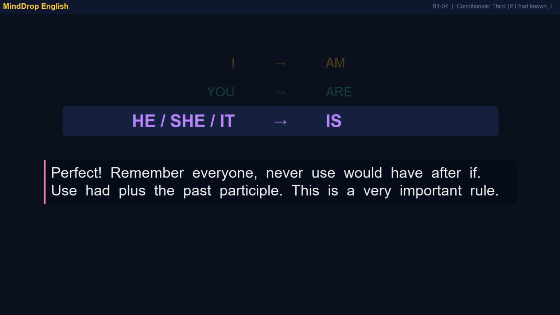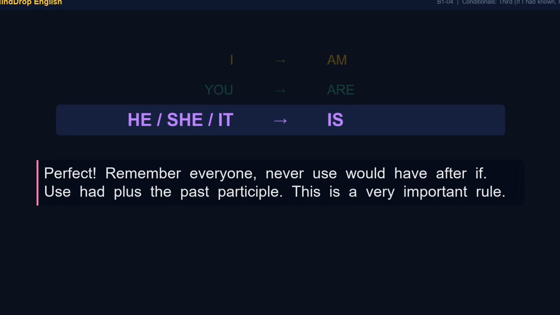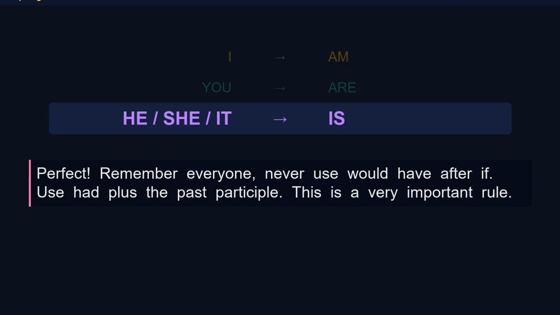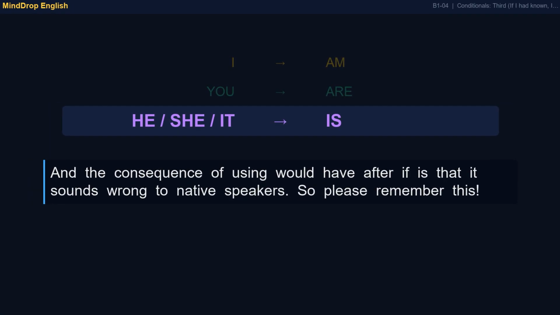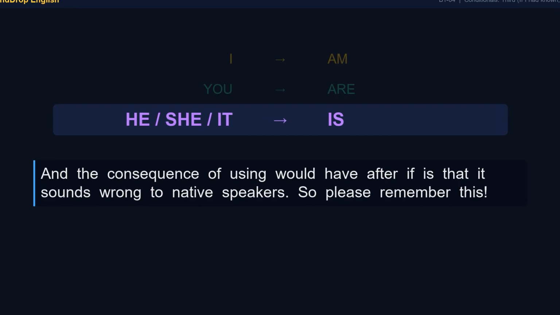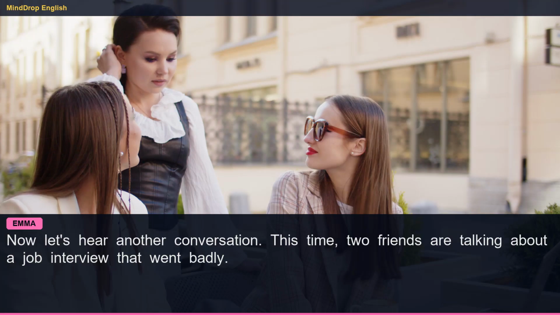Perfect. Remember everyone, never use "would have" after "if." Use "had" plus the past participle. This is a very important rule. And the consequence of using "would have" after "if" is that it sounds wrong to native speakers. So please remember this. Now let's hear another conversation.